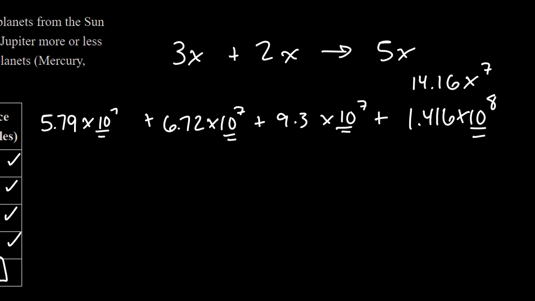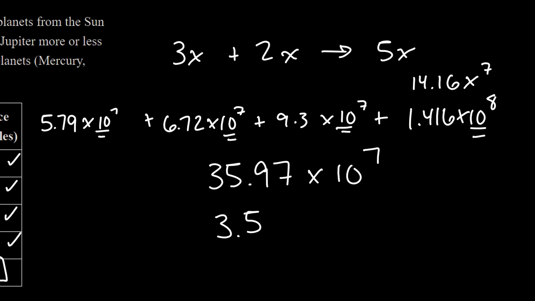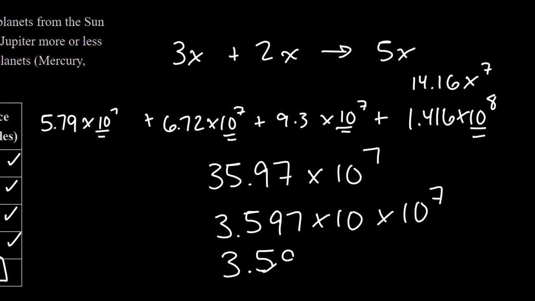Fast forward. Let's see, 5.79 plus 6.72 plus 9.3 plus 14.16. Totally different. So this is now the number 35.97 times 10 to the 7th. So I need to make it look like 3.597 times 10, so that's the 35, and then now times 10 to the 7th. So this is now 3.597 times 10 to the 8th power.